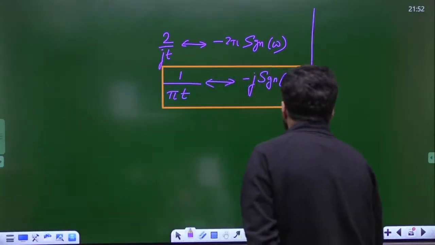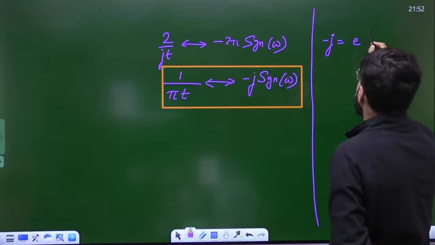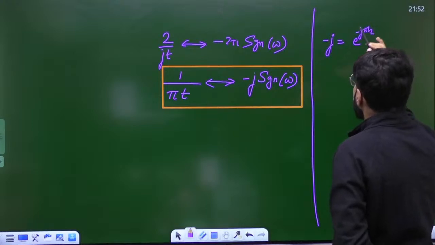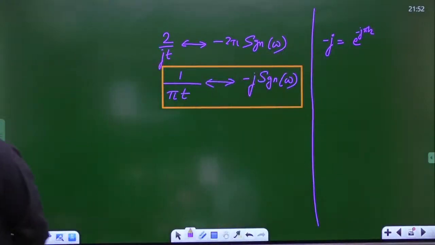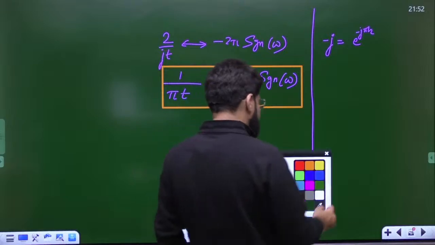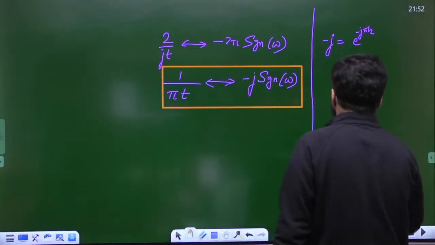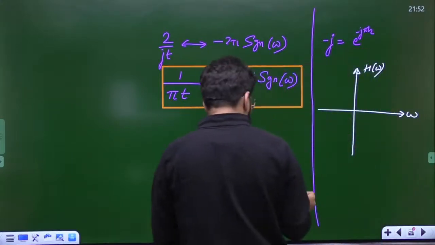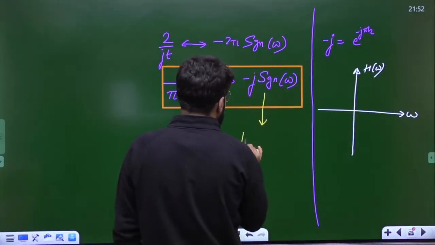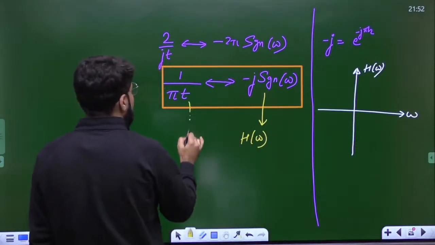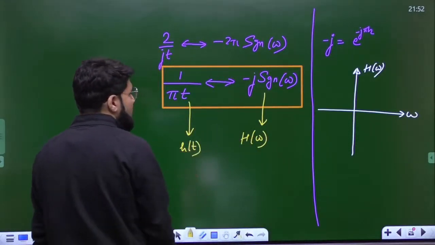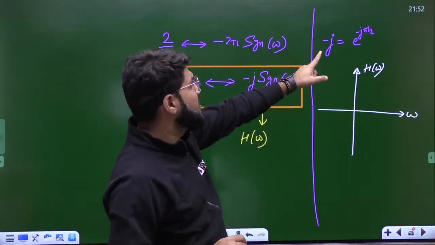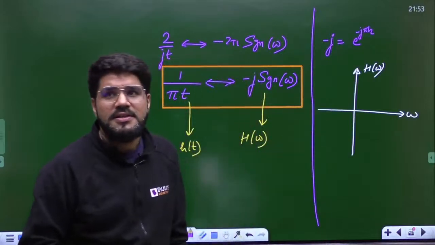What is minus j? j can be written as e power j pi by 2. I have minus j, so e power minus j pi by 2. Minus j can be written as e power minus j pi by 2. And when you want to plot this, let us say this Fourier transform is h omega, and this is the time domain signal ht. So h omega is minus j signum omega. Minus j is e power minus j pi by 2. That is just a phase term.